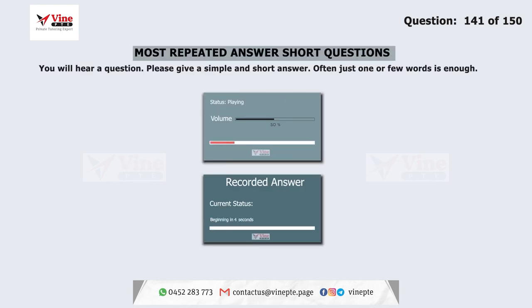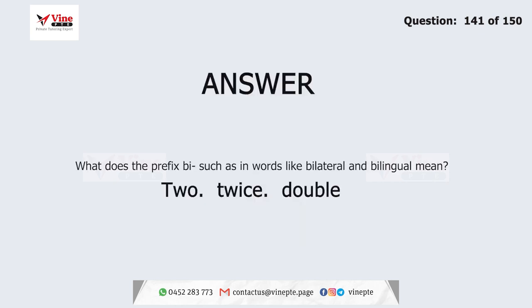What does the prefix bi, such as in words like bilateral and bilingual, mean? Two. Twice. Double.